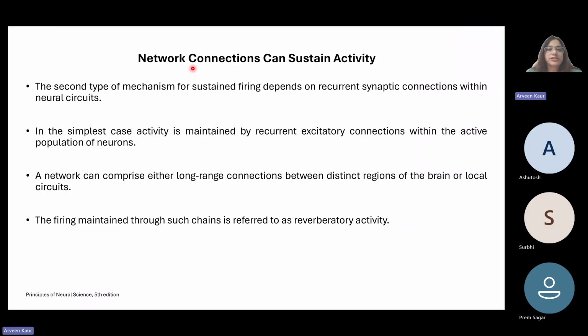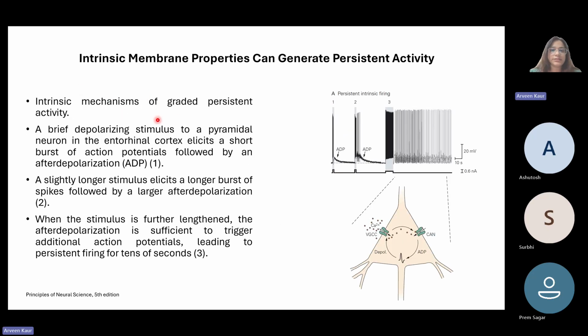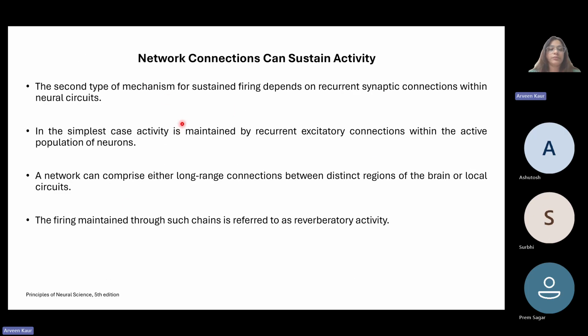So these network connections that are formed after a stimulus is given can sustain activity as well, right? The second kind of mechanism for sustained firing depends on recurrent synaptic connections within the neural circuit. So the first one was what? It was dependent on this graded persistent activity, right? The second one is going to be more dependent on the synaptic connections, right?